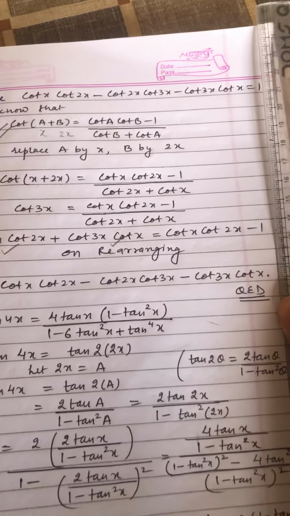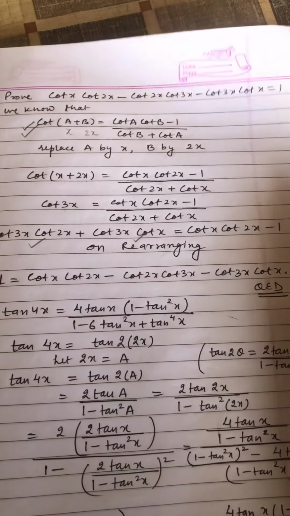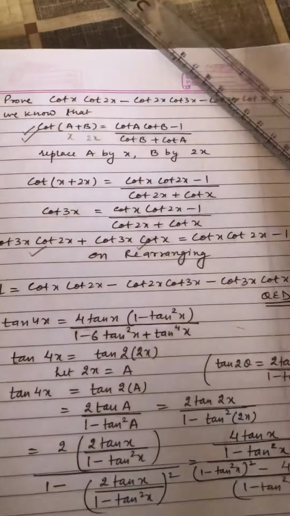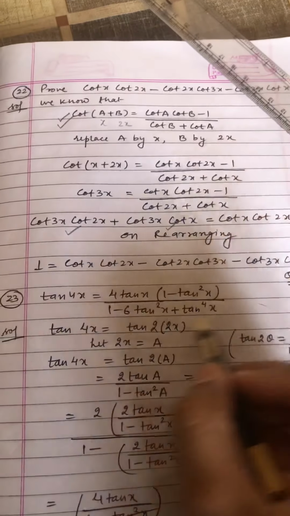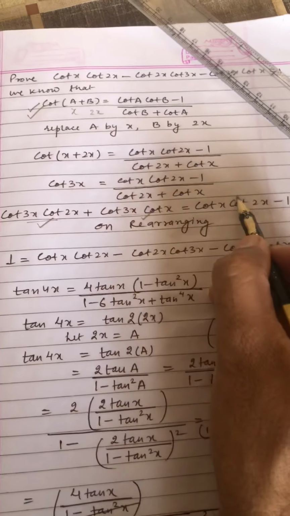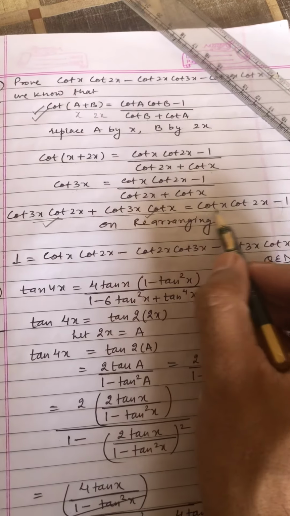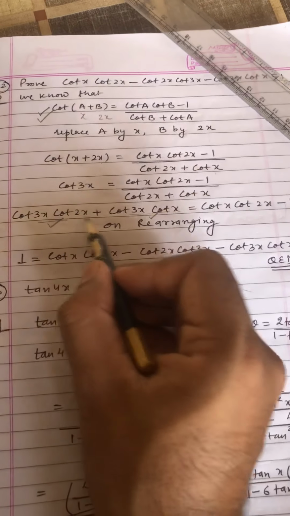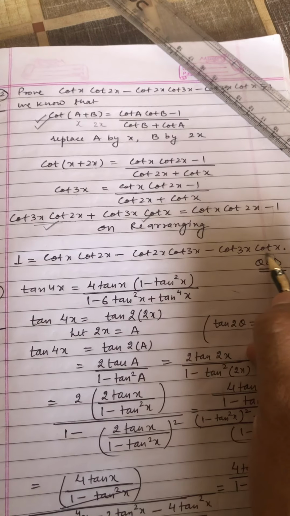Now on cross multiplying, cot 3x cot 2x plus cot 3x cot x equal to cot x cot 2x minus 1. Now I will rearrange the terms. This minus 1 which is on the right hand side, I will shift on the left hand side. It will become plus 1, and these two terms I will shift to the RHS. So what you will get, cot x cot 2x minus this term minus this term. This only we have to do.